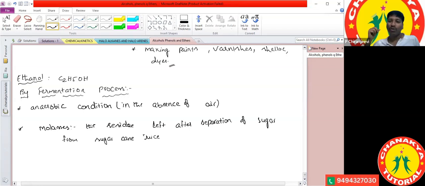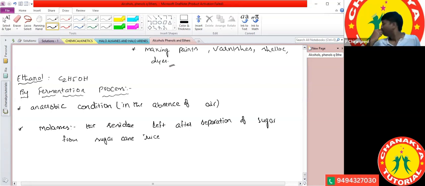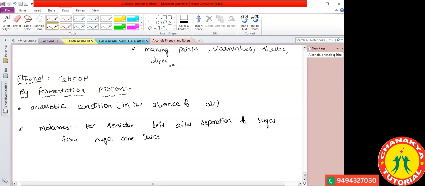Now, whenever you're having the sugarcane juice, what is the color of the sugarcane juice? First of all, it's greenish. It's like green in color. Okay, it's a green color. But sugar crystals, they are like clear or white.